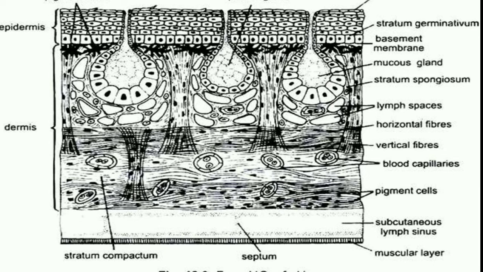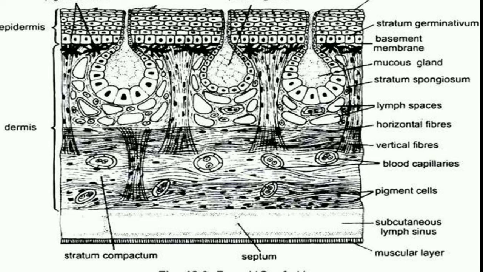Okay, and these mucus glands produce a rich amount of mucus which goes outside through the duct and makes a layer over the skin to make it moist and slimy. Then the lower layer, we are calling it stratum compactum. It is the lower and compact part. It is made up of white fibers or collagen fibers. And see, these collagen fibers run vertically as well as horizontally.